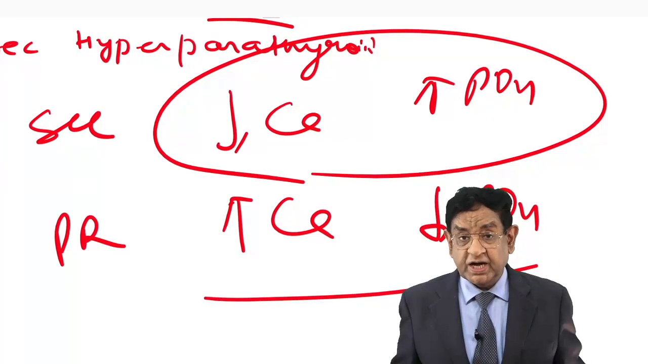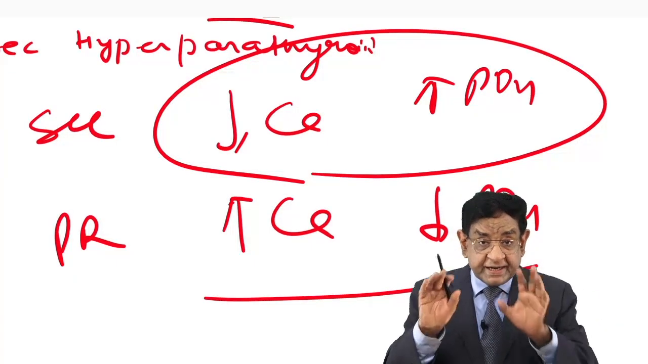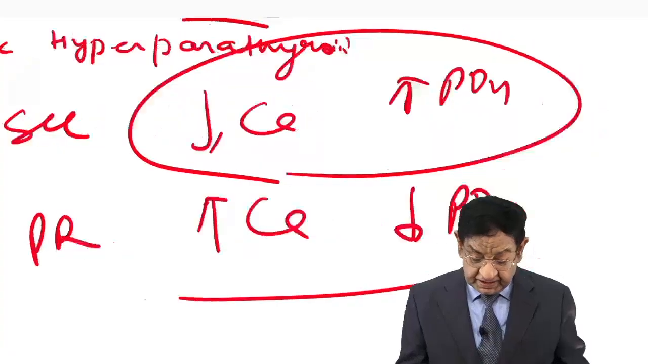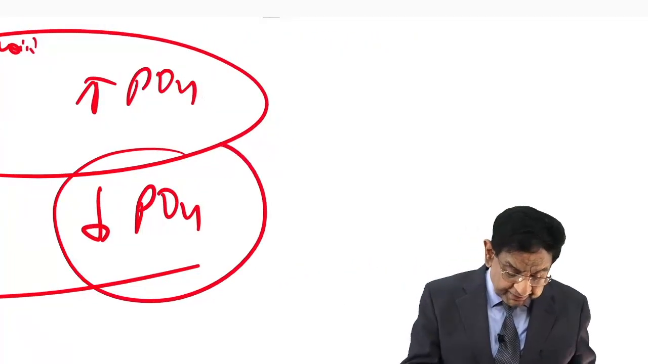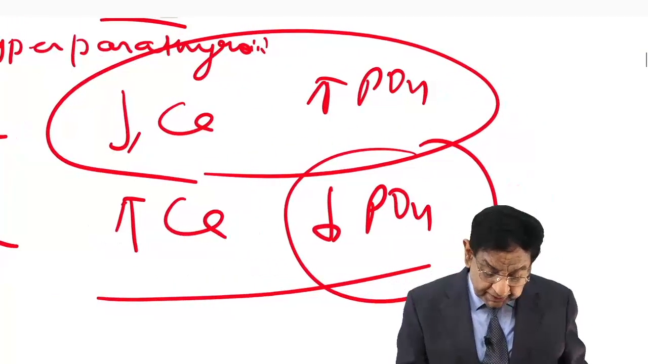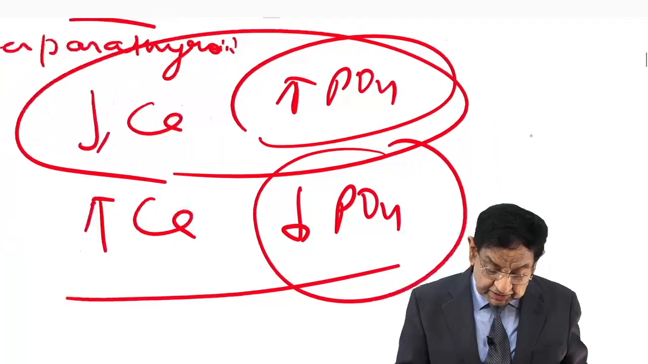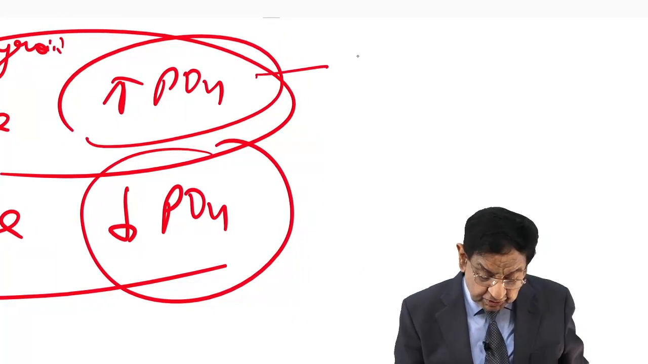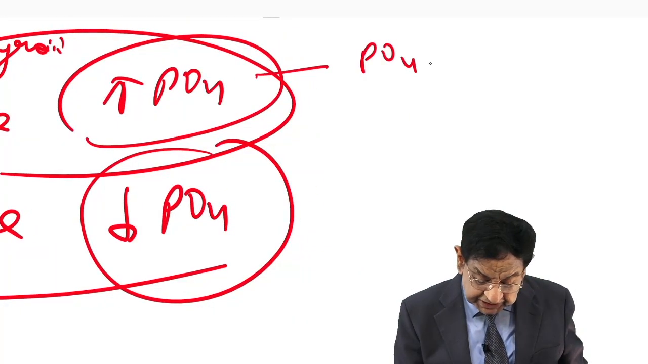right? So now why is phosphate retained in secondary? Because the kidneys are not functioning. So this phosphate is not able to go out in secondary because the kidneys are not functioning. So that leads to phosphate retention.